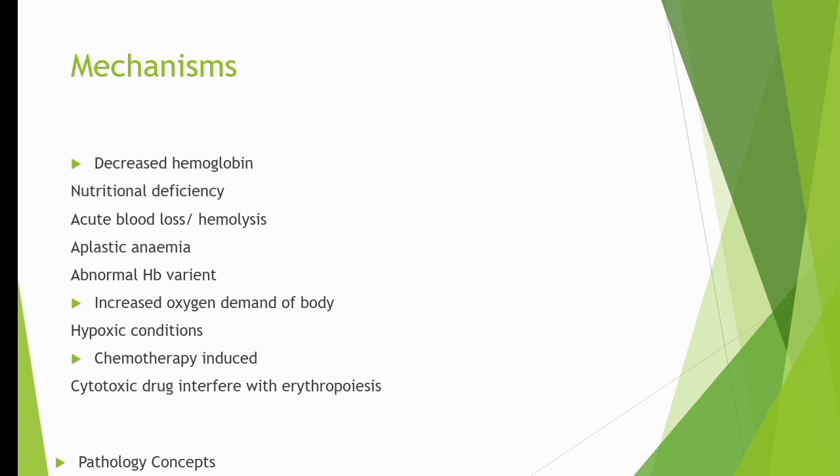So there is a polycythemia. But if a person has a normal hemoglobin in that condition, then the person is defined as anemic. Third is chemotherapy induced, like certain cytotoxic drugs that interfere with overall erythropoiesis, and this leads to anemia.